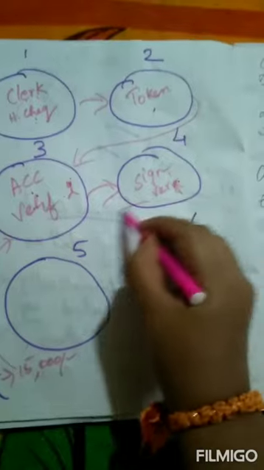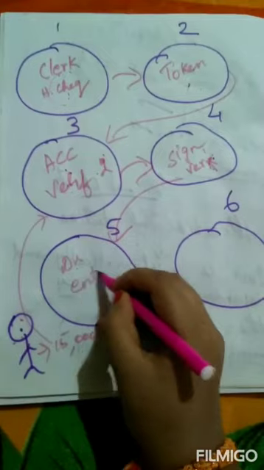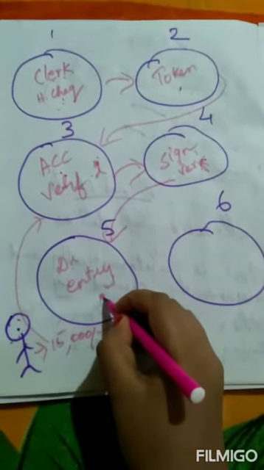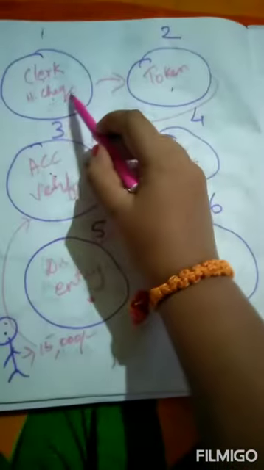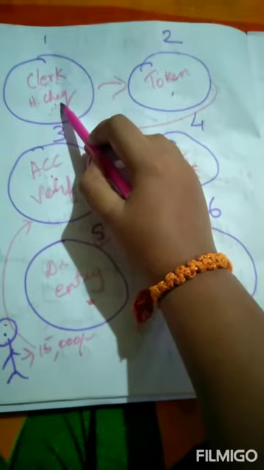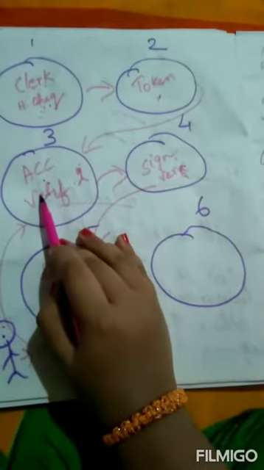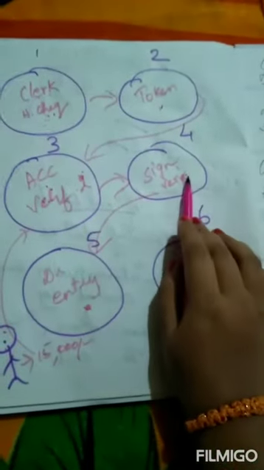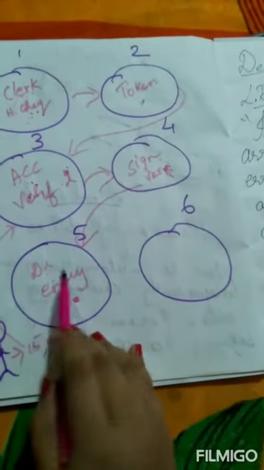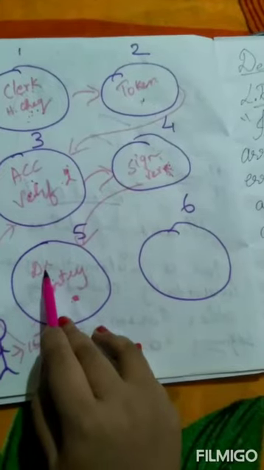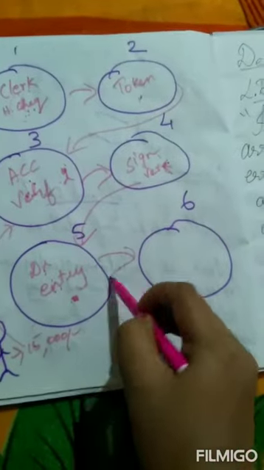Okay, next moving to the next counter, that is debit entry. This employee should check the first counter duty, that is the check is collected by the clerk. Next, token is issued to the customer, whether customer's account is verified, whether customer's signature is verified. Next, this employee should enter the debit account in the passbook.